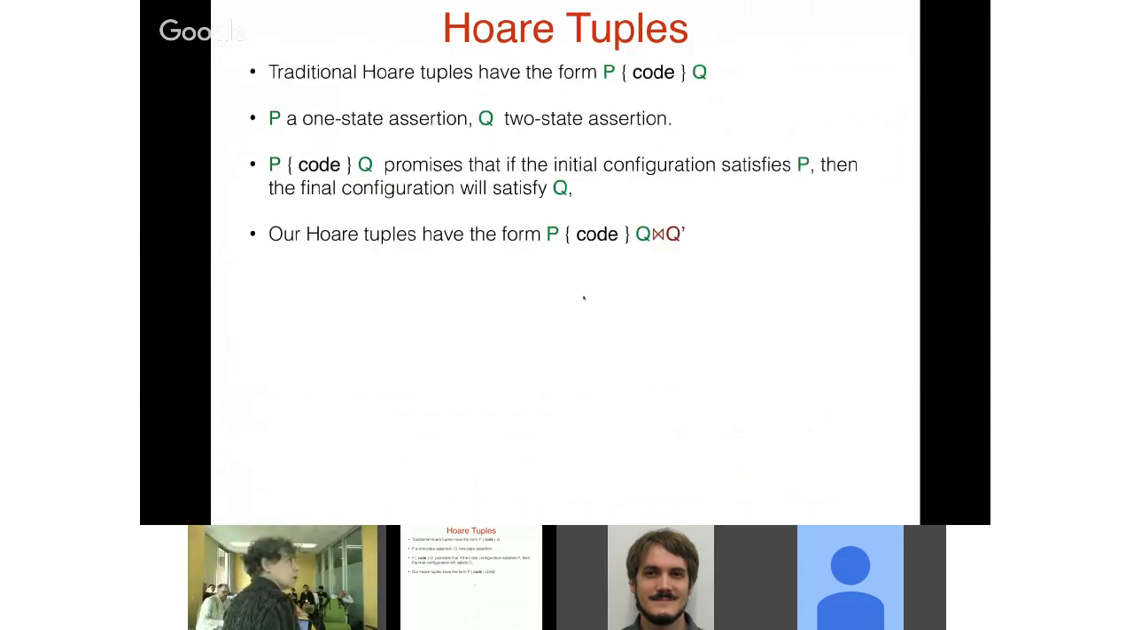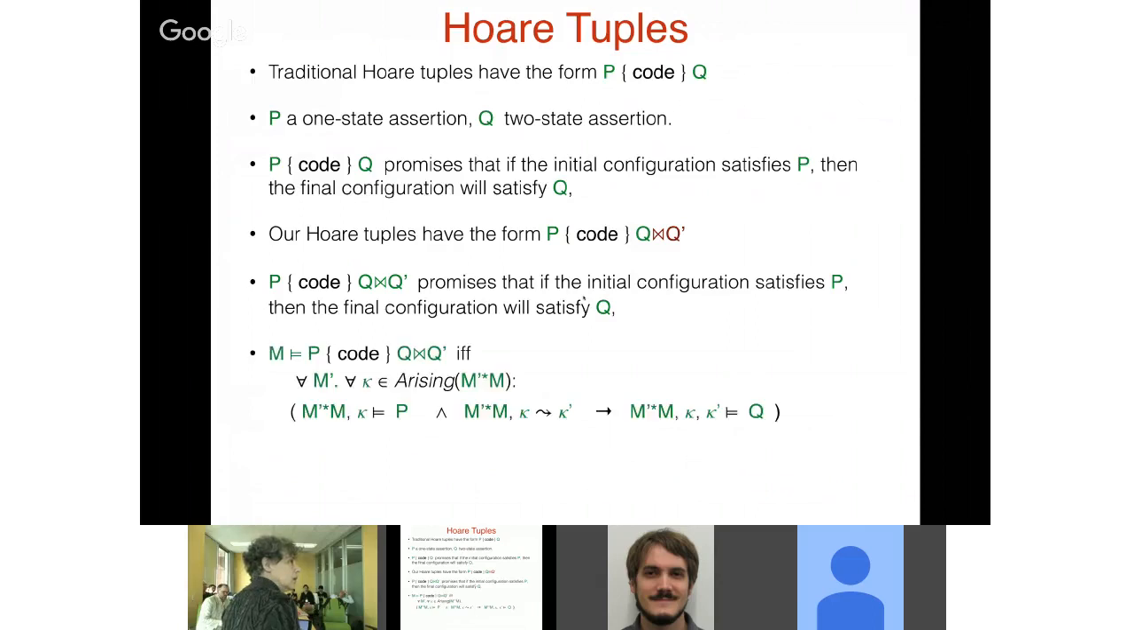Sorry, I would like to go through it. So the final configurations would satisfy Q, and quite formally, in terms of what we have been describing earlier, if I know I'm in a configuration kappa that satisfies P, and I execute it and I get kappa prime, then I know that the difference between kappa and kappa prime will be described by Q.